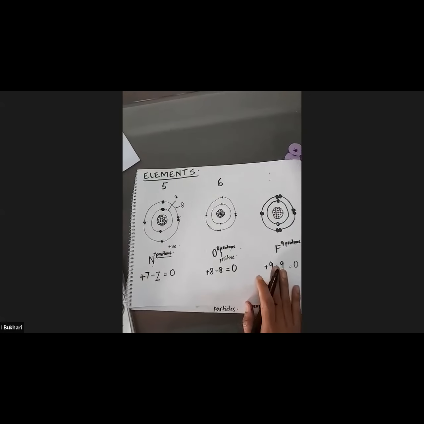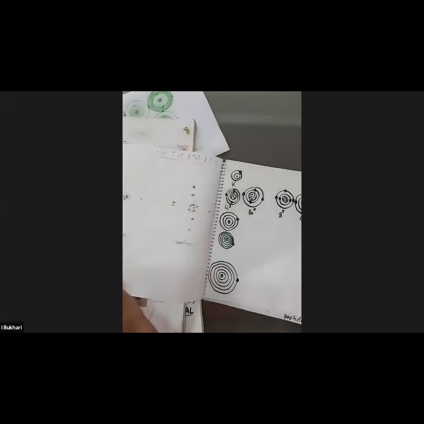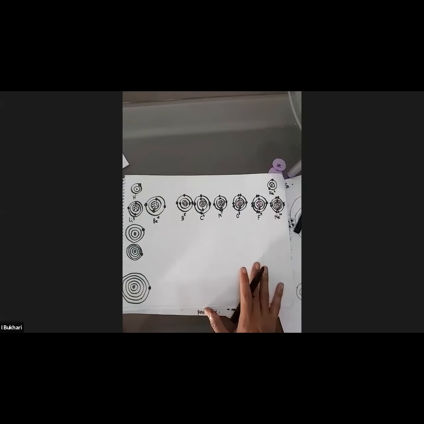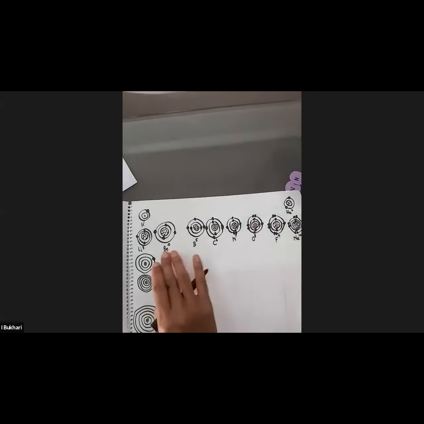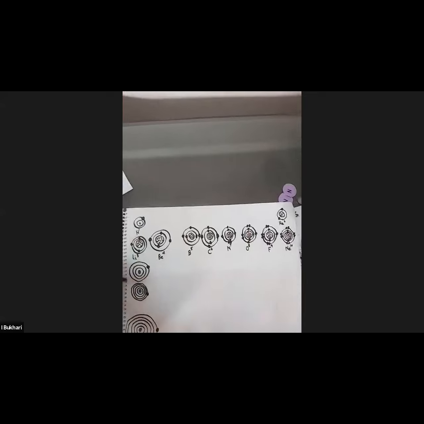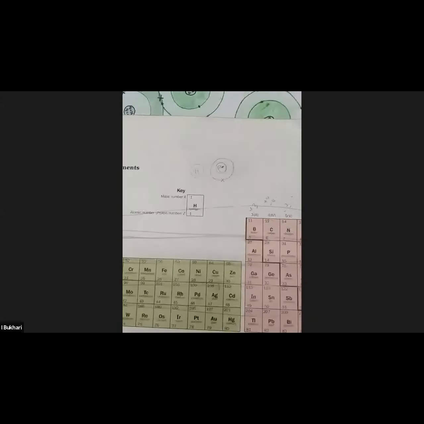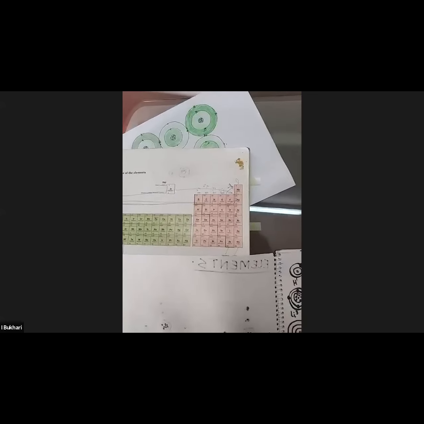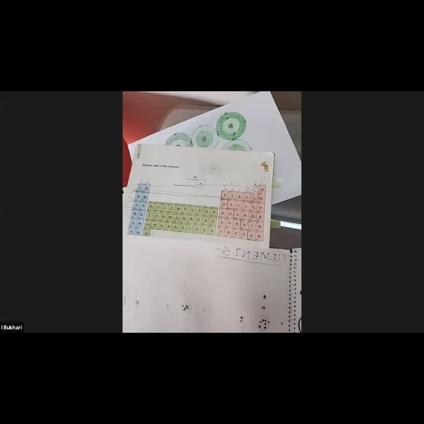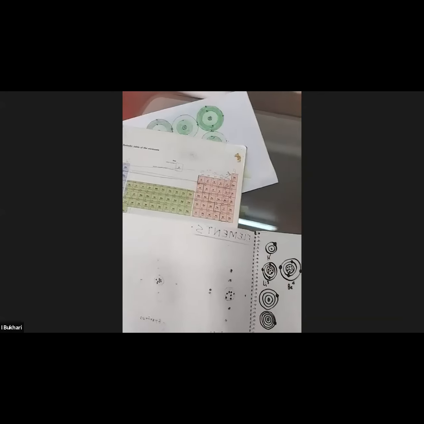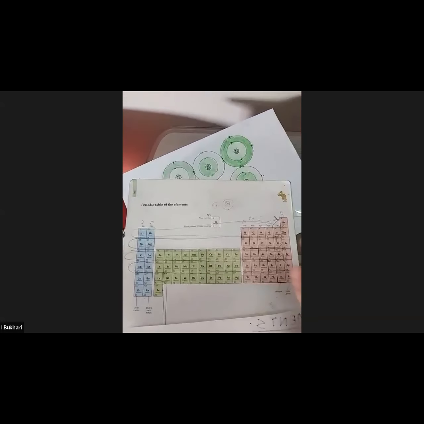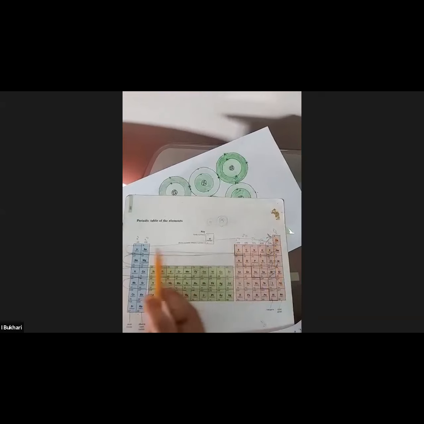Okay, so now I cannot make the whole periodic table here, but I tried to make this first period. The first period, looking at this periodic table, I'm zooming in. The first period, okay, what is a period and what is a group? Another thing. Now, can you see that this periodic table is made up of rows? These are rows.